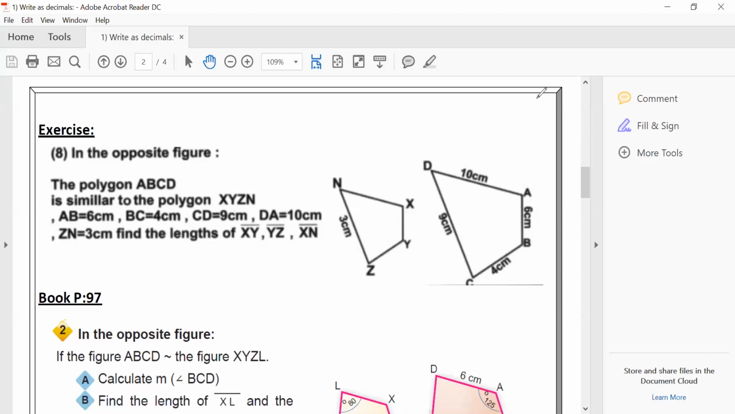Okay, I will take the participant here from the beginning. Malak. Yes, Malak. Malak, when the two polygons are similar, then you will deduce what?